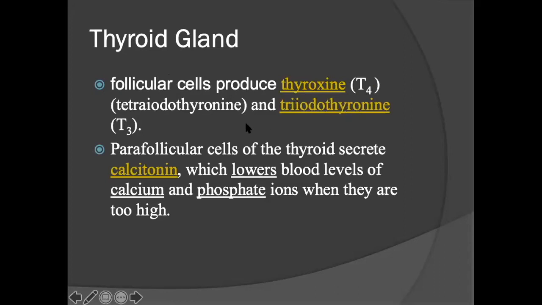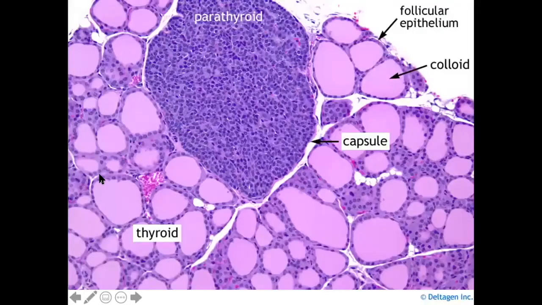Now, the parafollicular cells make calcitonin. Of course, in lab, you don't need to know exactly what calcitonin does. This is here kind of helping out with lecture if you need extra help. But all you need to know by looking at this is that all of this out here is thyroid, and this here is parathyroid.